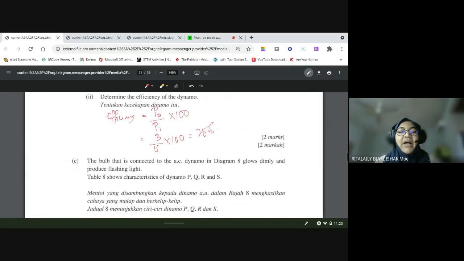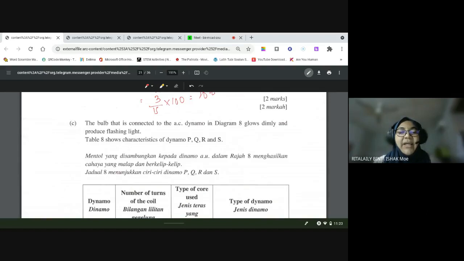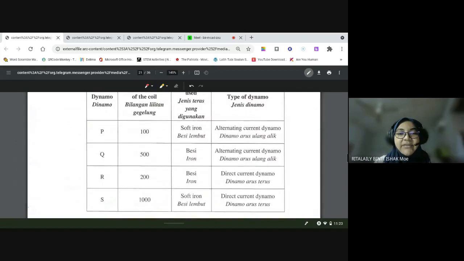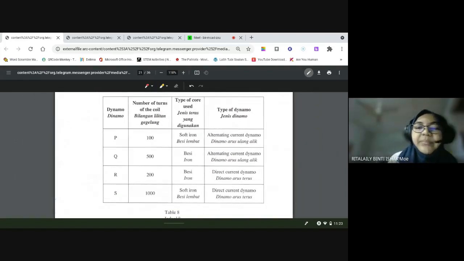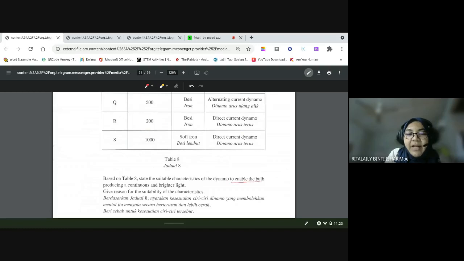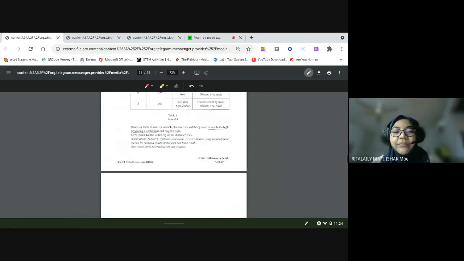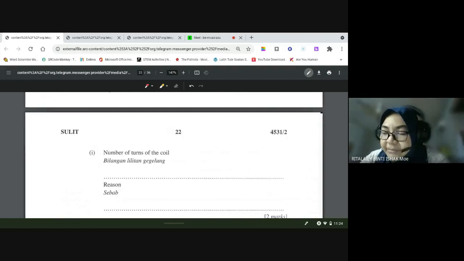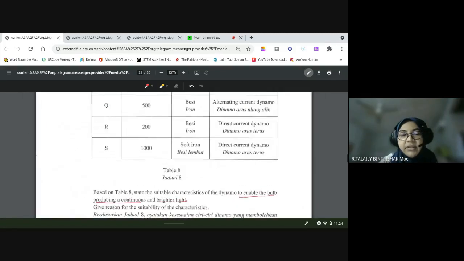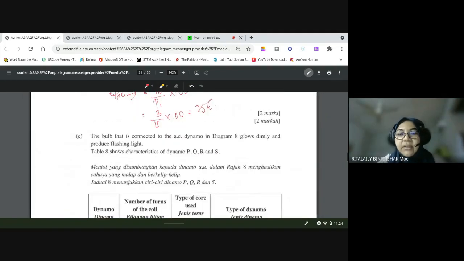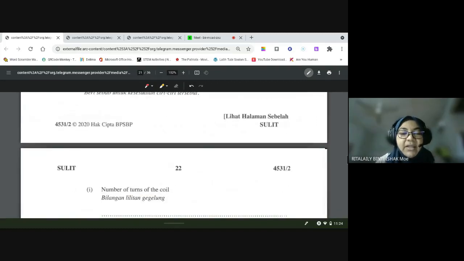Okay, the bulb that is connected to AC glows dimly and produces flashing light. Table 8 shows the characteristics. So we have to look at the characteristics of the dynamo, then we have to choose the one that enables the bulb to produce continuous brighter light. Okay, continuous brighter light. So, number of turns of coil. Is there any question left? No. So, what is the number of turns of coil?